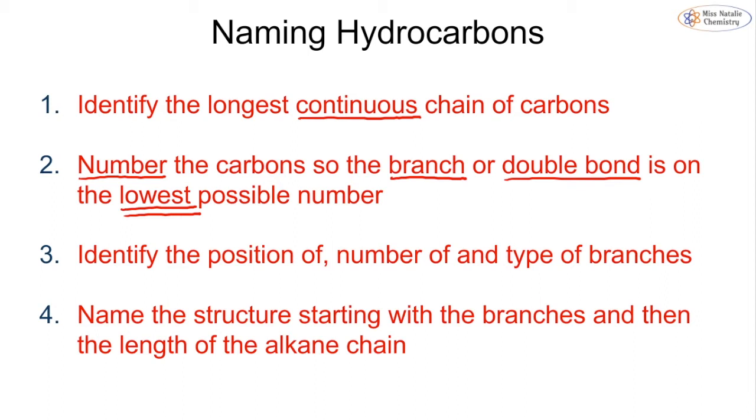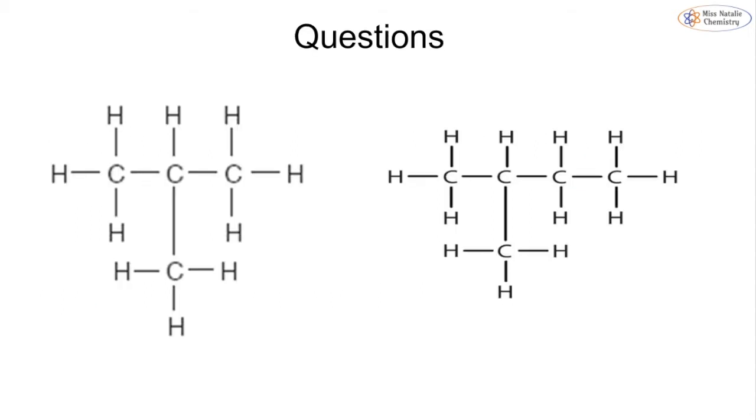And then we name the structure starting with the branches and then the length of the alkane chain that is the basis for it. Now, what you will find is that you will do this more and more throughout organic chemistry, and the best way to get good at this is to practice. You will find lots of examples on the internet or from your teacher about naming of hydrocarbons, and it does come up very commonly in exams. So let's have a look at a couple of examples.